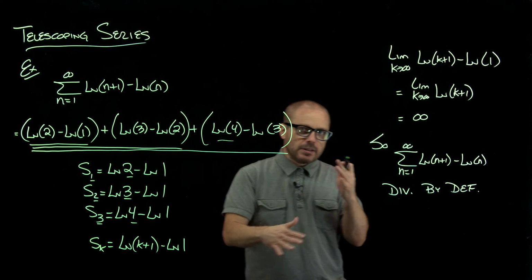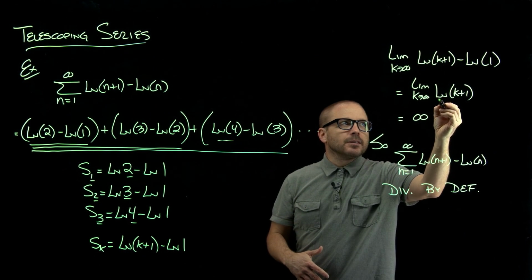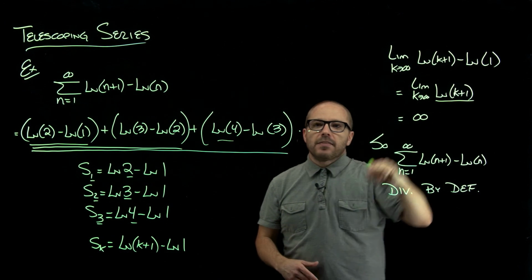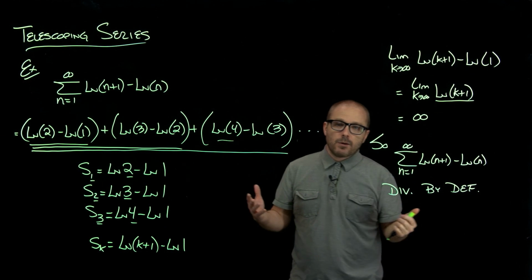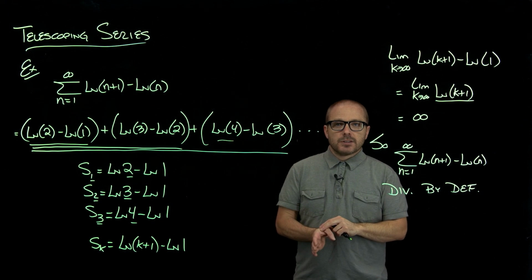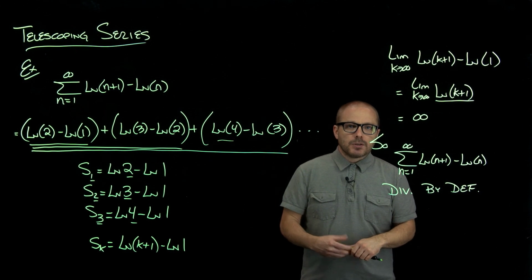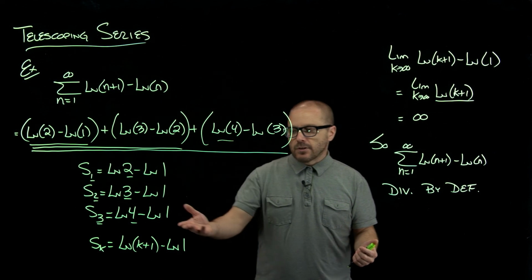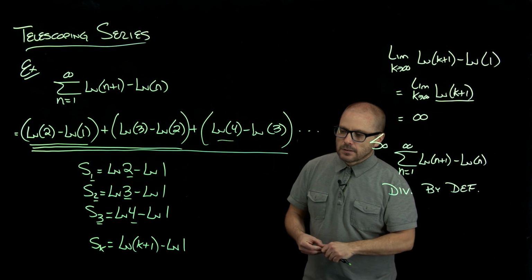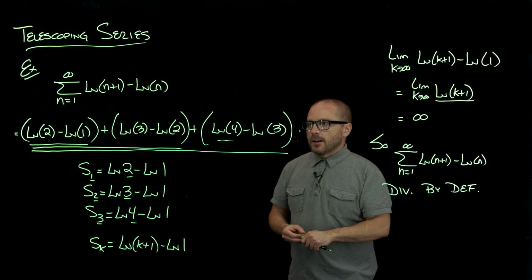So even though everything is canceling, there's always that bit left, which we're seeing here, and that thing is getting larger and larger and larger without bound. So in this case, the telescoping series diverged. It could have converged if this limit existed, but don't assume automatically that it's going to converge. As you can see here, it clearly doesn't always happen that a telescoping series will converge.